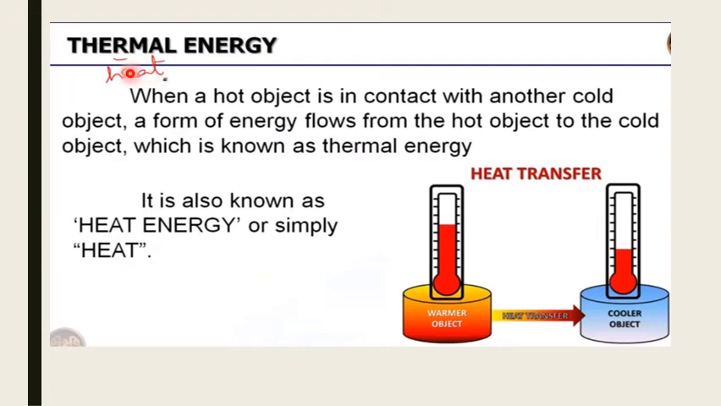next one is the thermal energy. We know that thermal means heat, so heat energy. When a hot body is in contact with another cold body, a form of energy flows from the hot body to the cold body. This is known as thermal energy. So heat transfer. This is a warmer object. Heat is transferring from the hotter body to the colder body. So it is also known as heat energy or simply heat.